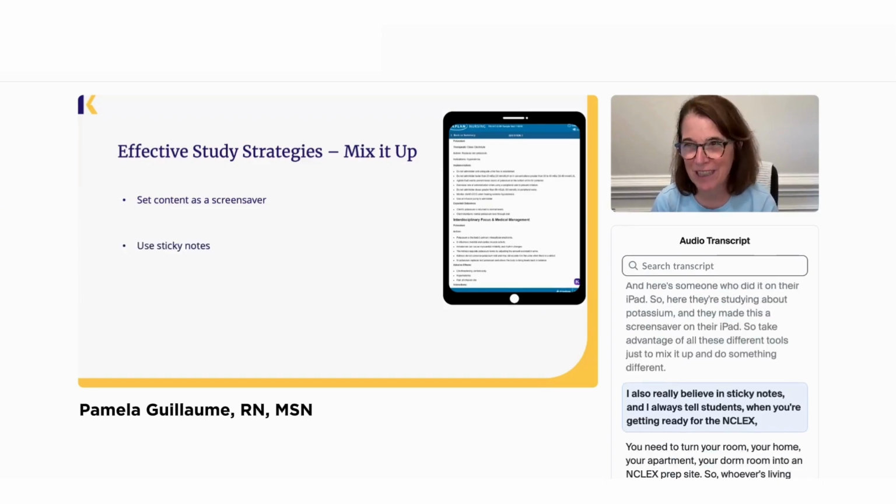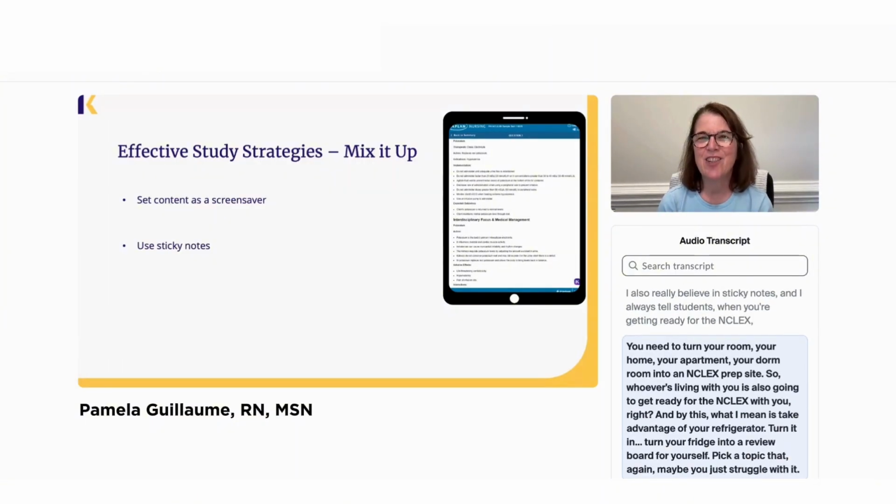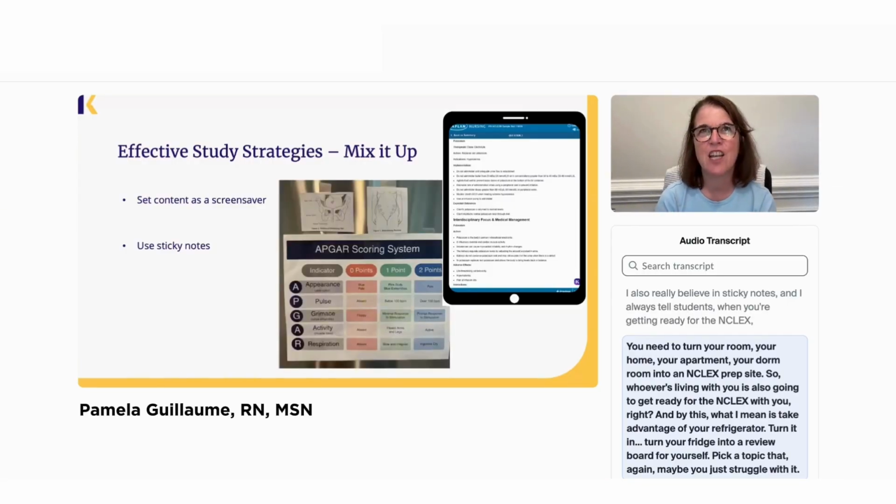I also really believe in sticky notes. And I always tell students, when you're getting ready for the NCLEX, you need to turn your room, your home, your apartment, your dorm room into an NCLEX prep site. So whoever's living with you is also going to get ready for the NCLEX with you, right? And by this, what I mean is take advantage of your refrigerator. Turn your fridge into a review board for yourself.